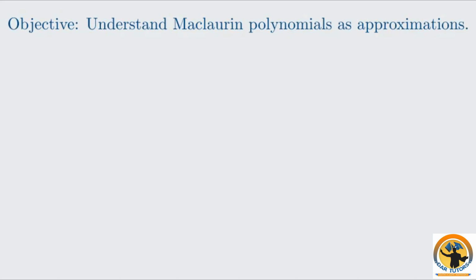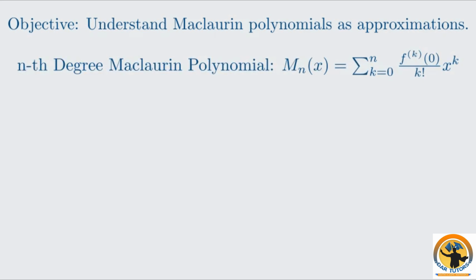The full Maclaurin series is an infinite sum. In practice, we often use a finite number of terms to create a polynomial approximation. This finite sum is called the nth degree Maclaurin polynomial, denoted M sub n of x. It's simply the Maclaurin series truncated after the term with x to the power of n.